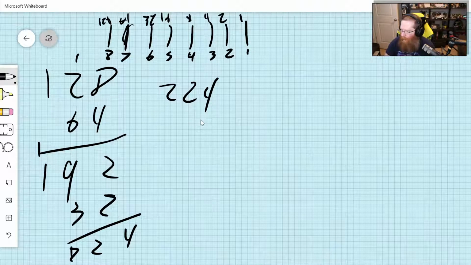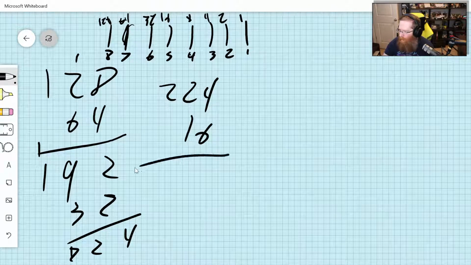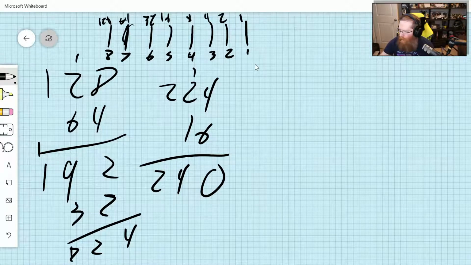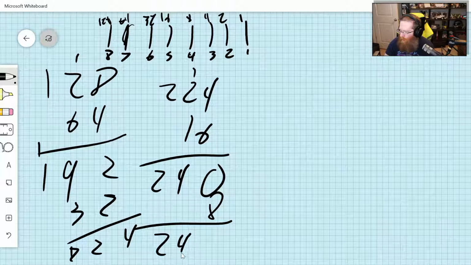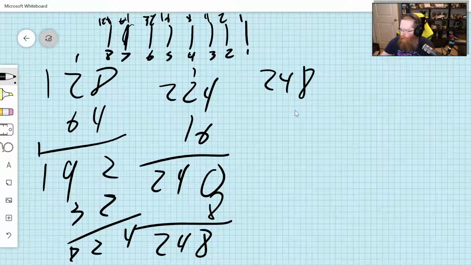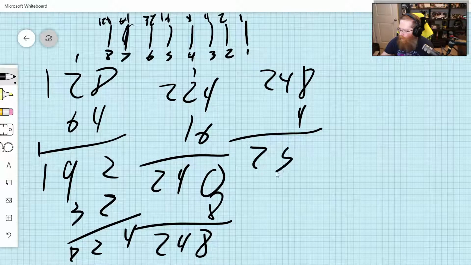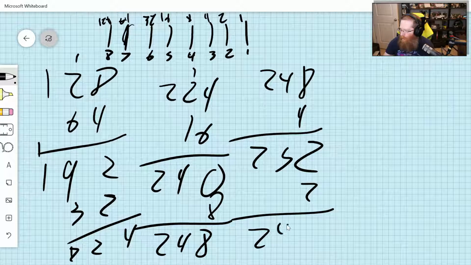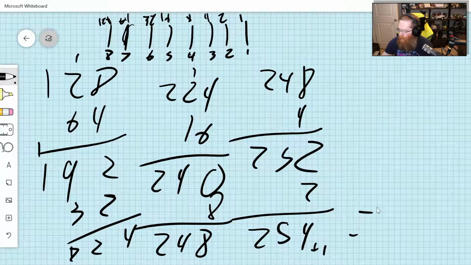Now we're on the 16. 0. Carry the 1. 240. 240 plus now the 8, 248. 248 plus the 4, 252, plus the 2, 254, and plus the 1 equals 255.